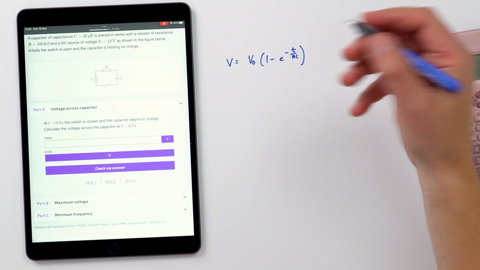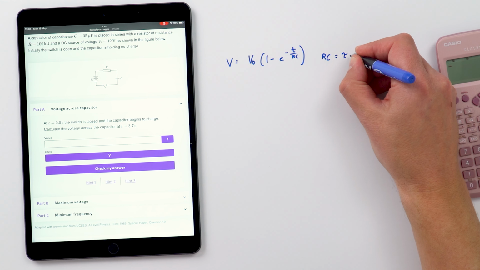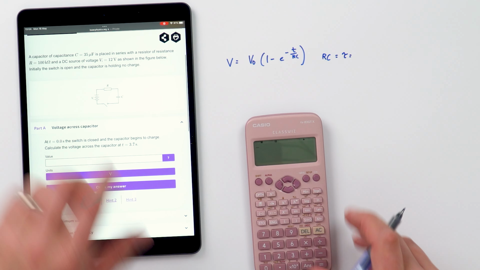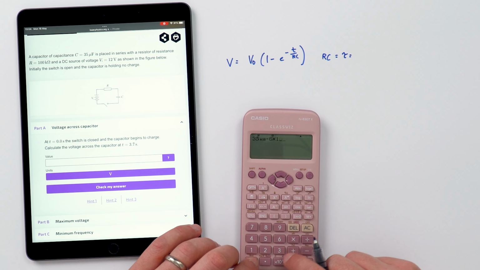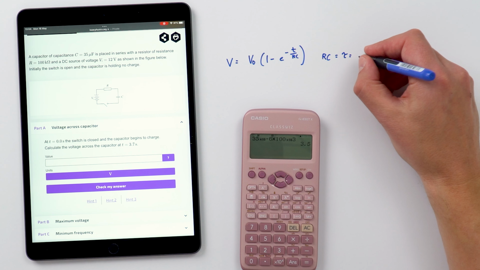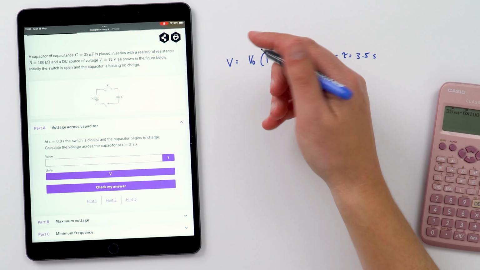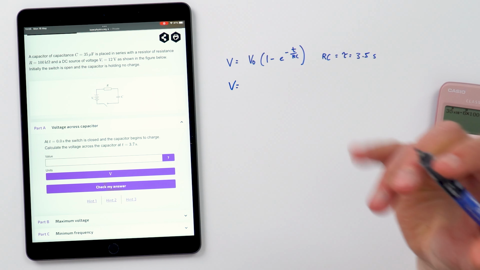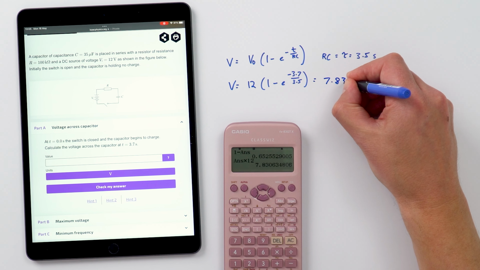t over RC. Now here RC is the time constant of the circuit. Sometimes it's given the symbol tau, and if we work it out from the data that we have here, we've got 35 times 10 to the minus 6 times 100 times 10 to the 3, giving a time constant equal to 3.5 seconds. So to work out the value of V, we can just put the numbers in, which gives me an answer equal to 7.83.